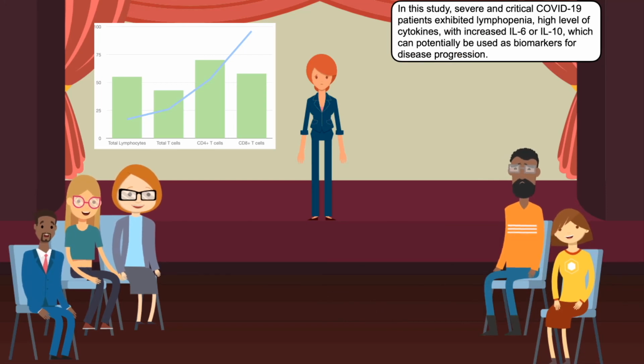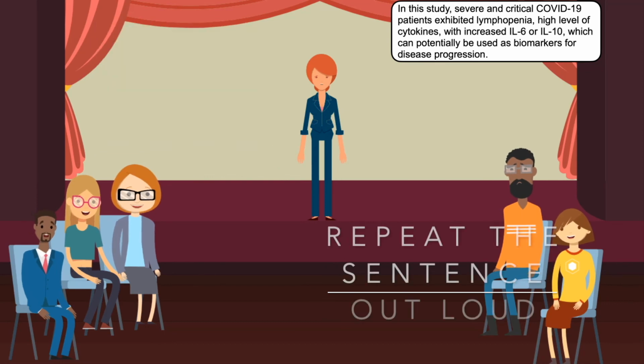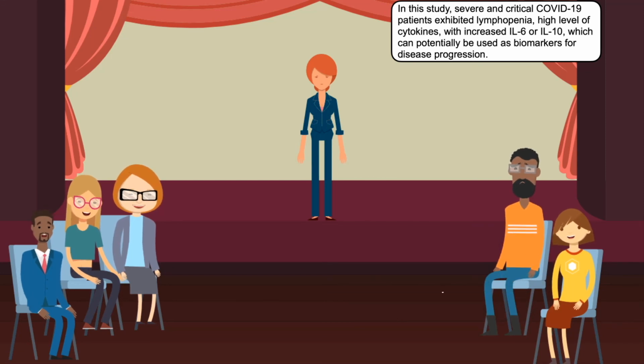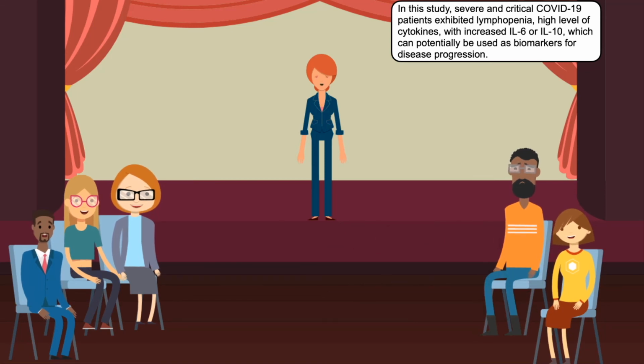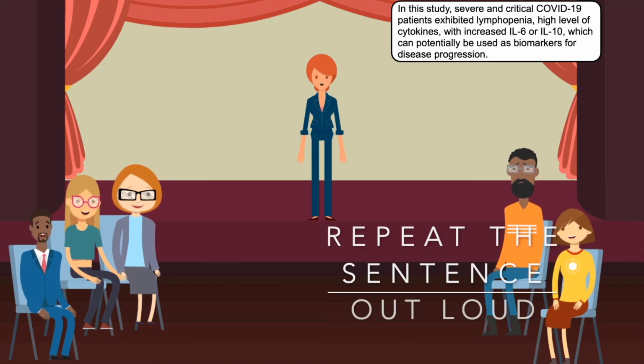In this study, severe and critical COVID-19 patients exhibited lymphopenia, high level of cytokines, with increased interleukin 6 or 10, which can potentially be used as biomarkers for disease progression.